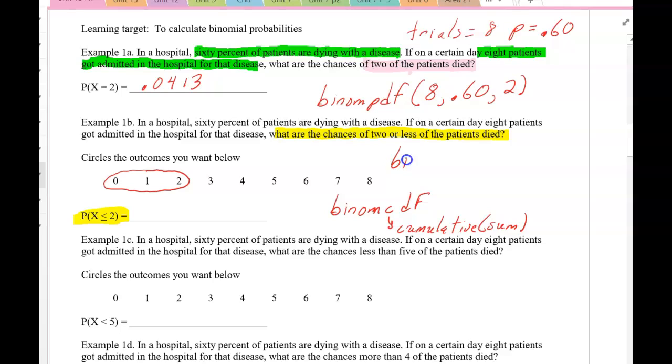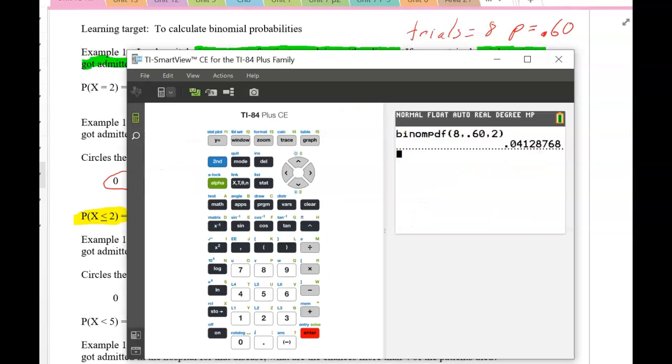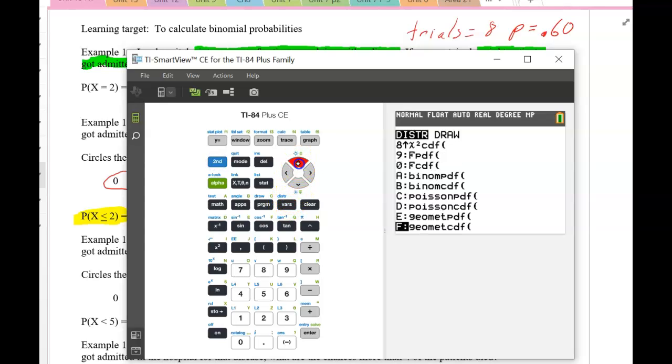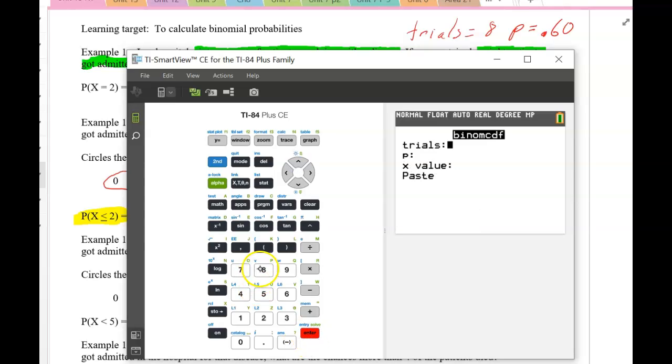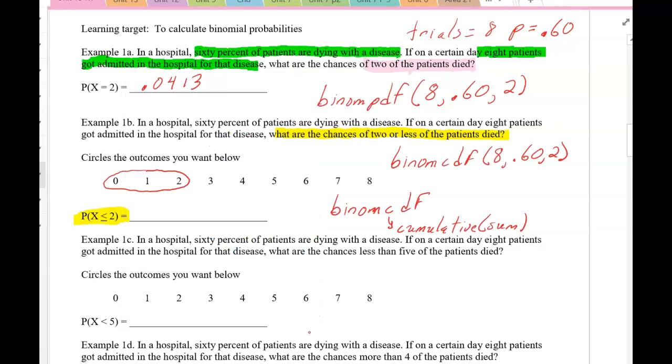And we're going to type in binomial CDF, still 8 trials, chance of success 0.60 and 2. So let me show you how to do that on your calculator. Second vars, you're going to scroll up or down to binomial CDF this time. We're going to do 8 trials, probability of success 0.60, and we want 2 or less, so we're going to type in 2. Hit enter a couple times, and you're going to see the probability is 0.0498.